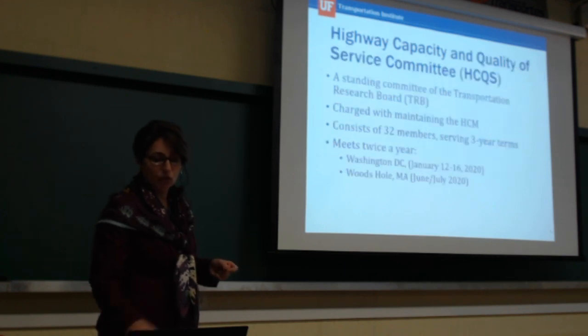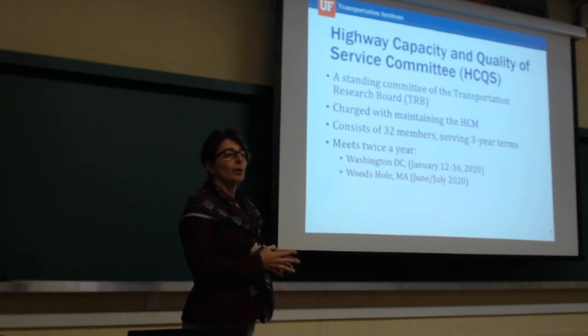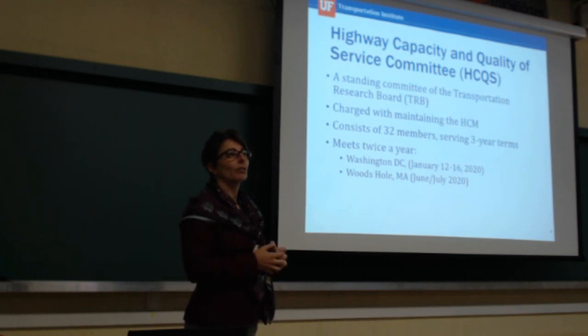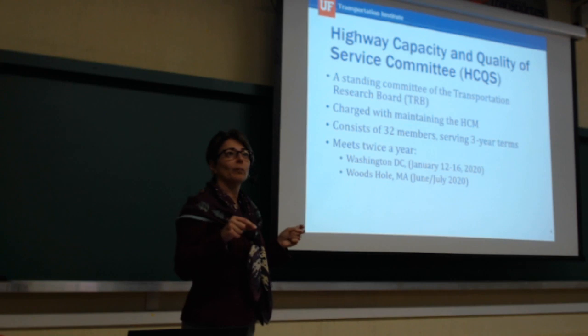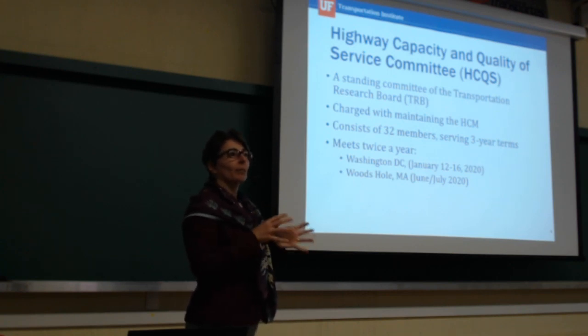Objectives. The Highway Capacity Manual is being developed and monitored by the Highway Capacity and Quality of Service Committee, which is part of the Transportation Research Board. Are you familiar with the Transportation Research Board? It holds its annual meeting in Washington D.C. every January. It's really cold. So the committee meets there.